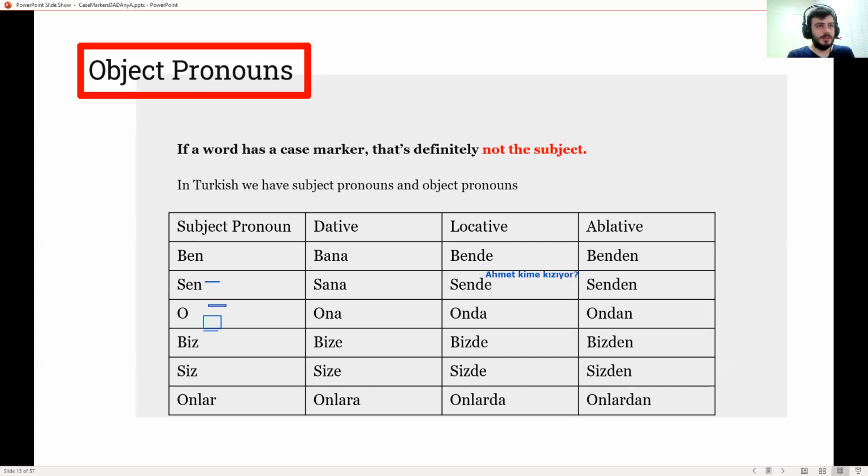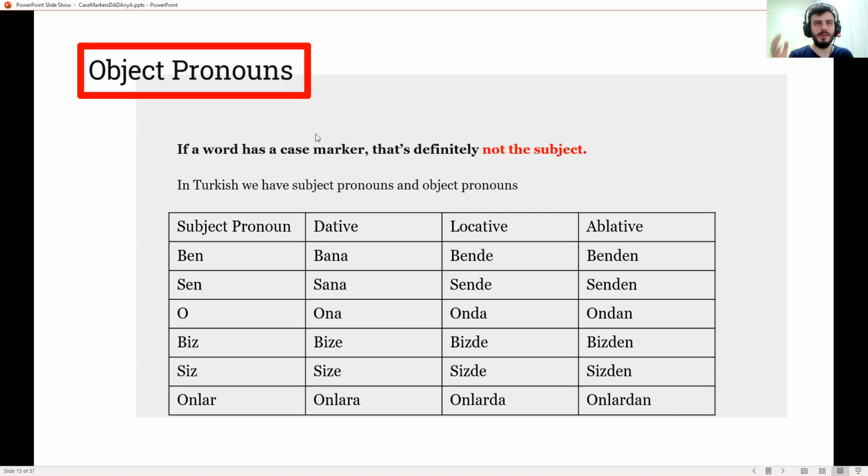And other than that, there's one last thing that I want to talk about. We have object pronouns in Turkish. You might not know what an object pronoun is in English, which is totally fine, but I'm just going to give you the idea about it. We have subject pronouns and we have object pronouns.